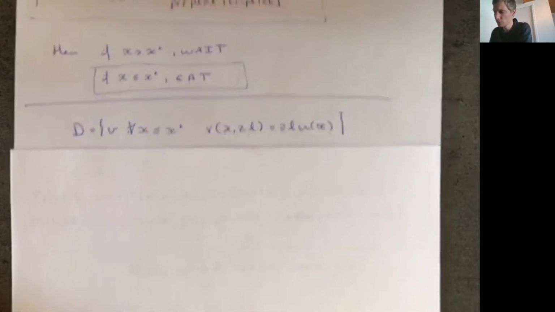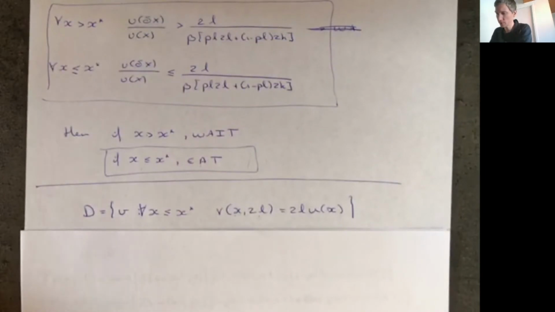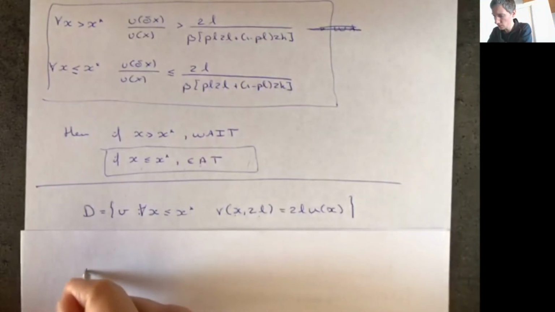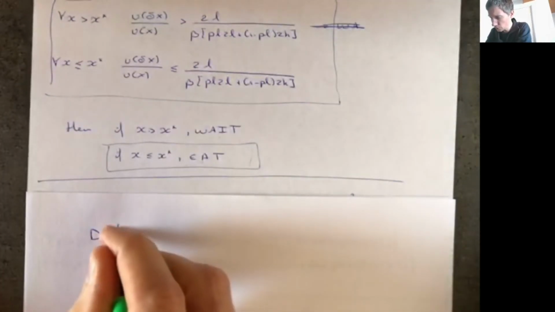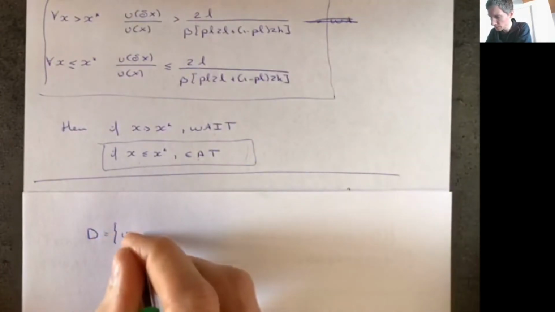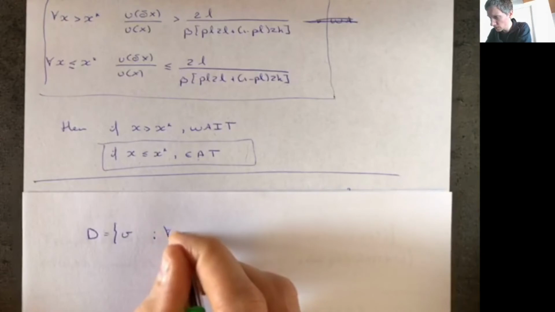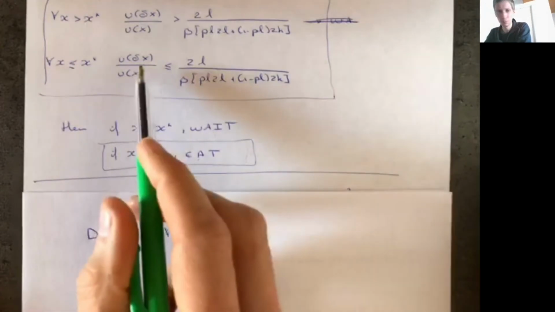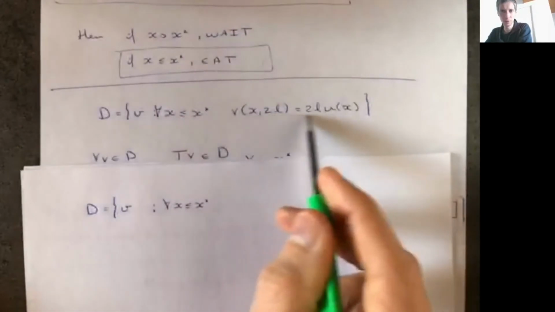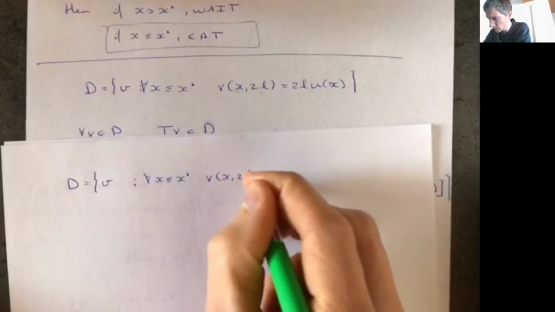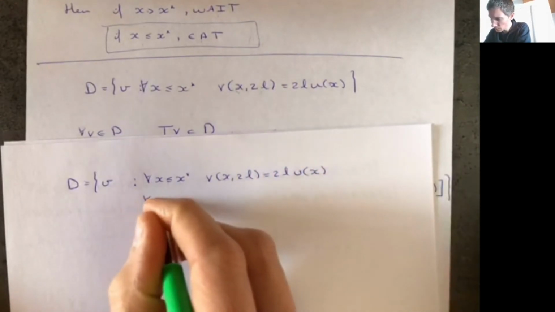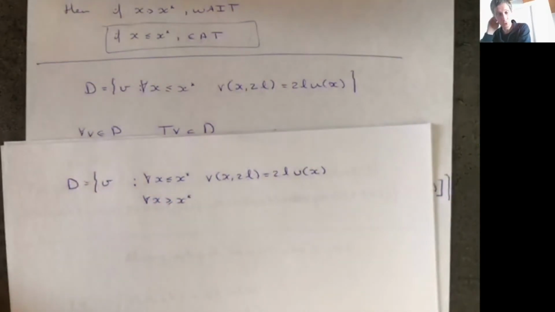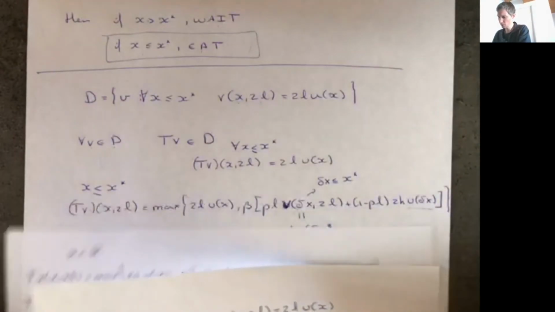So for the second part of the theorem, we're going to use other sets. Okay, so let me use a set D. It's going to be the set of functions V such that for all x smaller or equal to x star, I'm going to keep this here, V x ZL is equal to ZL u of x, and for all x greater or equal to x star, I'm going to assume that it's optimal to wait.